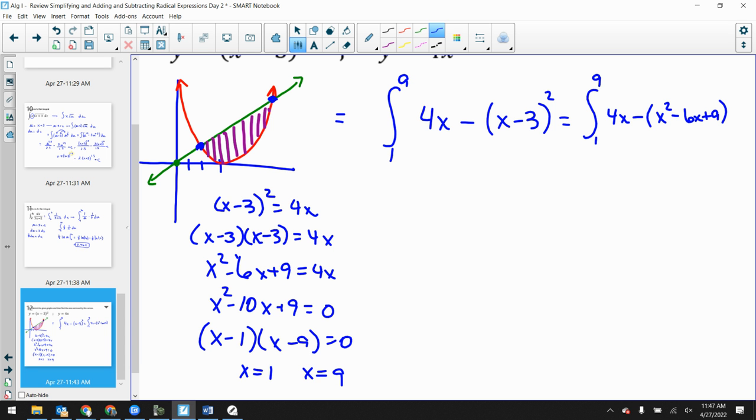So that gets us the integral from 1 to 9 of negative x squared. So that's a positive 6x and a positive 4x, plus 10x minus 9. Oh, I'm forgetting my dx.